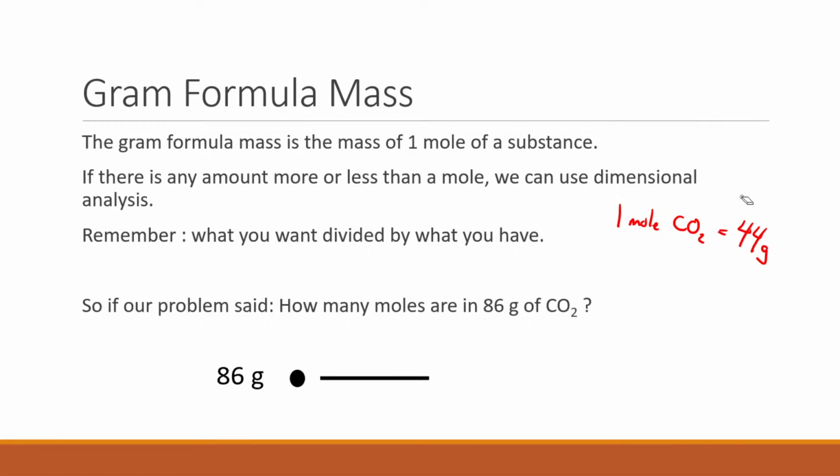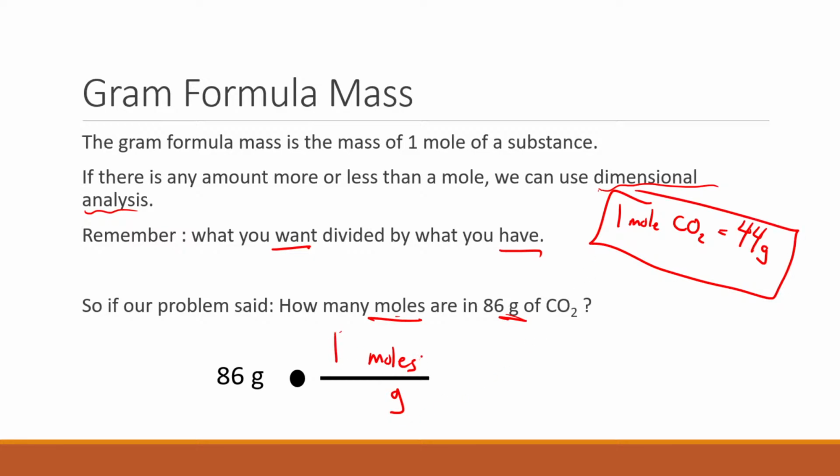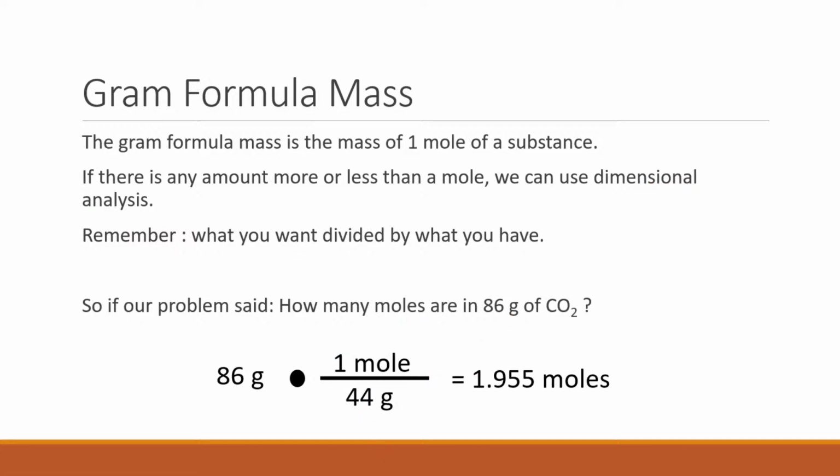So if 1 mole of carbon dioxide weighs 44 grams, I know 86 grams is right around the 2 mole mark. And I can use dimensional analysis to help me solve this problem. And remember, for dimensional analysis, it's what you want divided by what you have. I want moles, so I'm going to put moles on top. I have grams, so I'm going to put grams on the bottom. I have my conversion factor right here. 1 mole of CO2 is 44 grams. And then I can solve this out to get my answer, which is going to be 1.955.